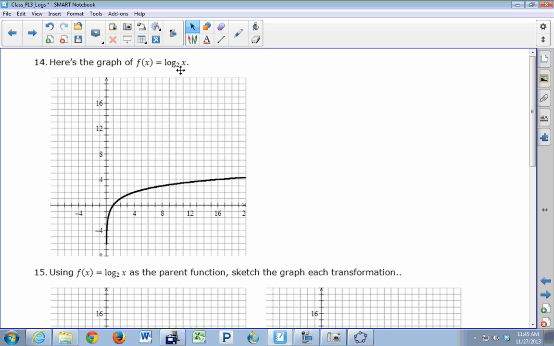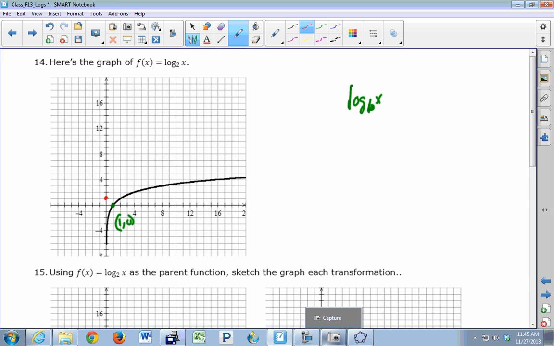(1, 0) tells me something. (1, 0) tells me that I'm looking at a log base b of x, and I'm not doing anything to the outside of it. I'm not trying to stretch it or shrink it. That's what that (1, 0) tells me. But I'm trying to get at how do I find the base? What point on your exponential function told you what the base was? What was the key point on your exponential? (0, 1).